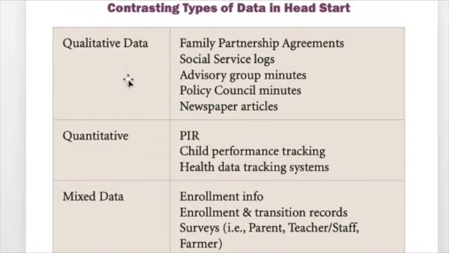So that could be qualitative data or quantitative data, and in many cases the data are mixed, partly qualitative, partly quantitative, such as enrollment info. Enrollment and transition records are a big file of all the information about a student, which includes both qualitative and quantitative. And then surveys. In surveys, there could be an interview, which is qualitative, and then there could be numbers, recordings, or the income of the family, which would then be quantitative. And then teachers and staff, the number of teachers, and so on. So these are examples of different types of data.